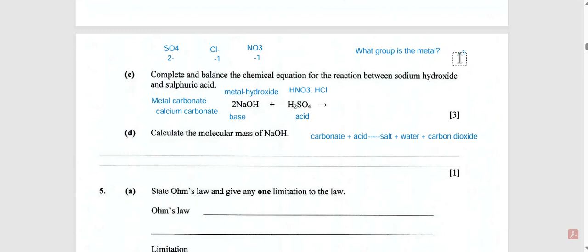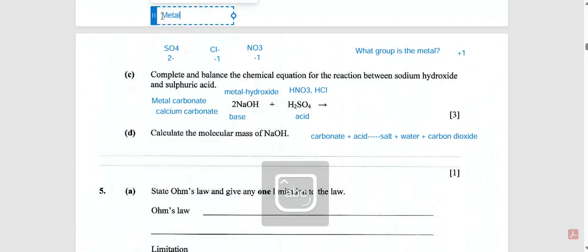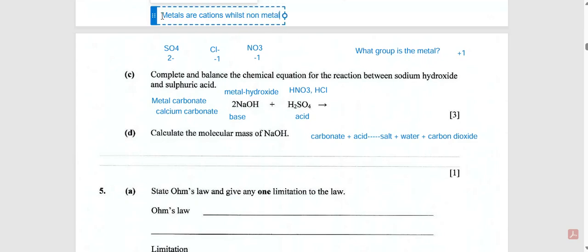This charge of +1 on sodium is a cation, while this one is an anion because it has a negative charge. So when you have a negative charge, it's called an anion. When you have a positive charge, it's called a cation. We also know that metals are the cations, whilst non-metals are the anions, or negatively charged.